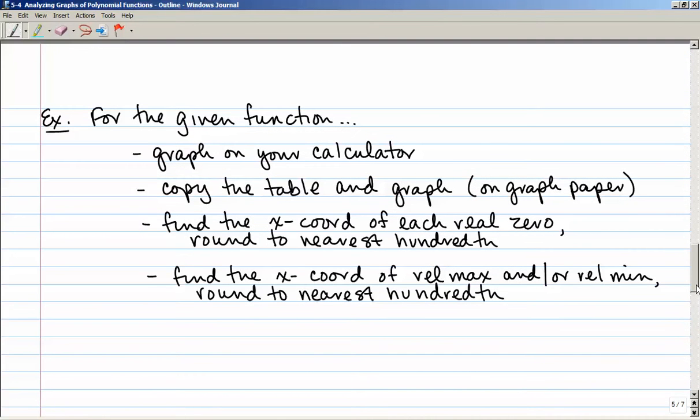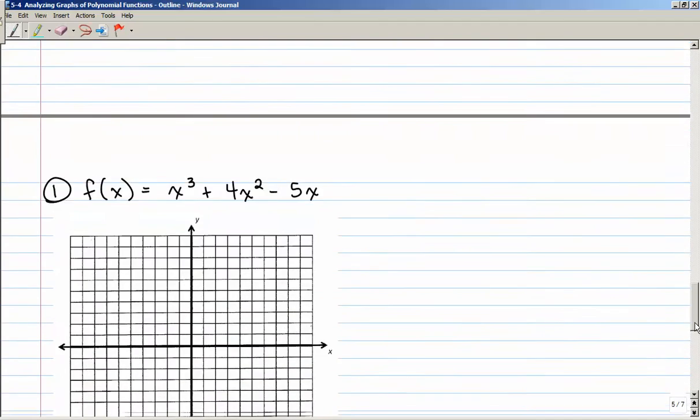Okay, so I'm going to do a couple examples, and this is what I want you to do in the homework. For each given function, I want you to graph it on your calculator, copy the table and the graph on graph paper, find the x-coordinate of each real zero using your calculator, round to the nearest hundredth, and find the x-coordinate of the relative max and or relative min, and round that to the nearest hundredth. So let's take a look at this first function here.